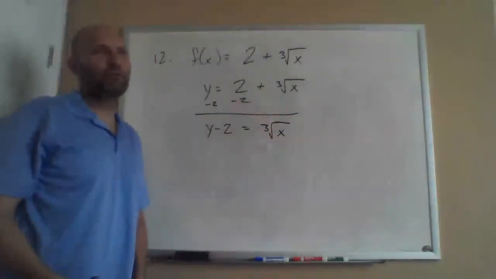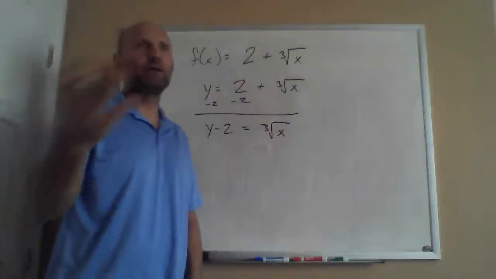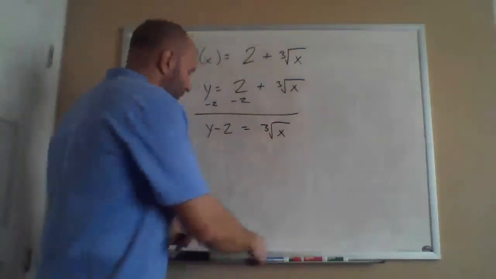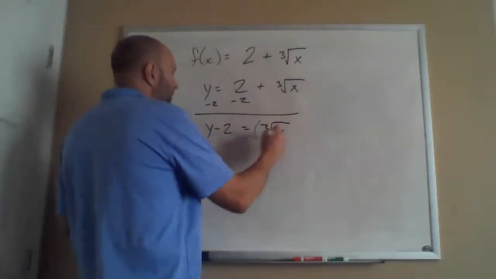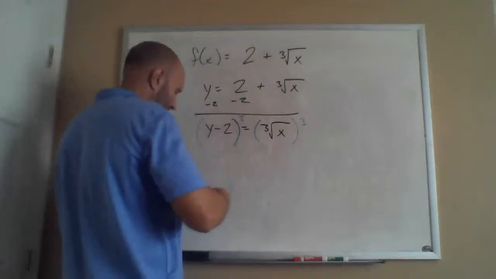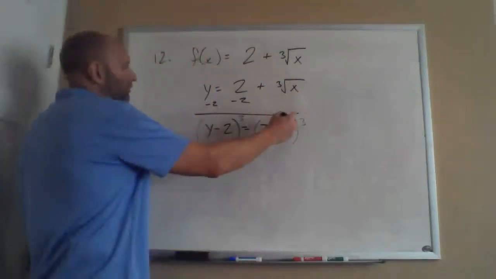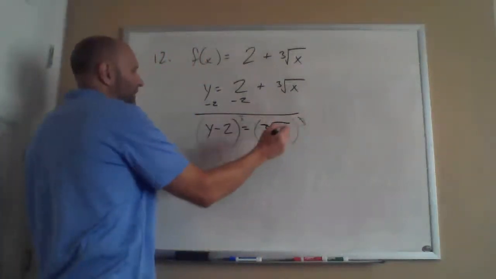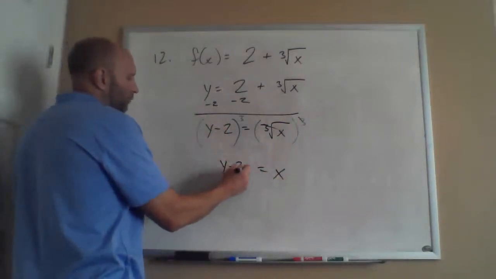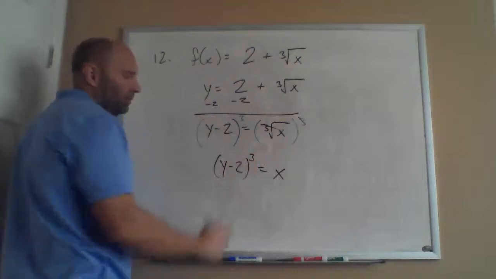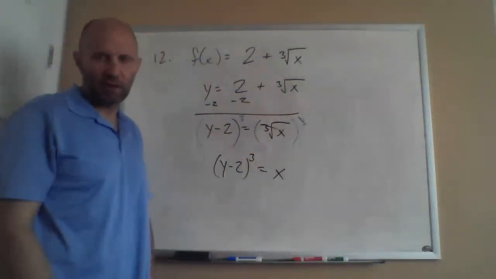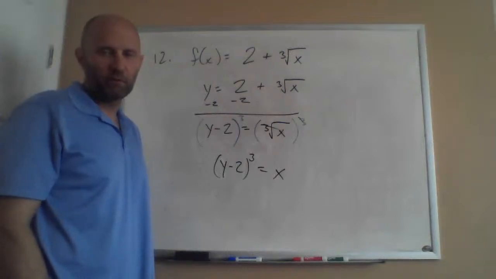Now the last problem I had x to the third power, so I had to take the cube root. Now I have the cube root, so what do I have to do? Well, I need to cube both sides. When I do that, the cube root and cube basically cancel each other out, so I just have x, and this side becomes y minus 2 to the third power. Any questions on that? Does everybody understand that part?